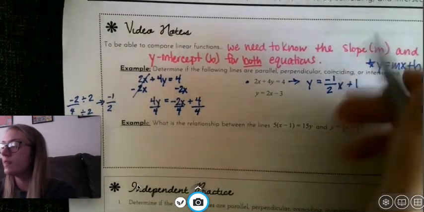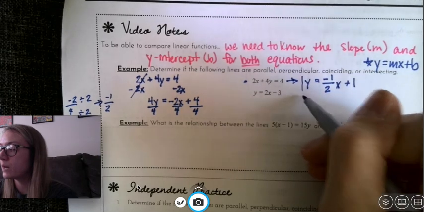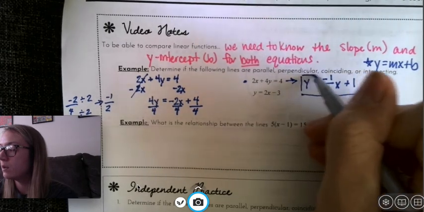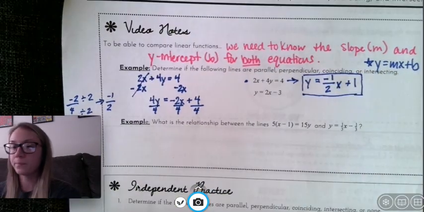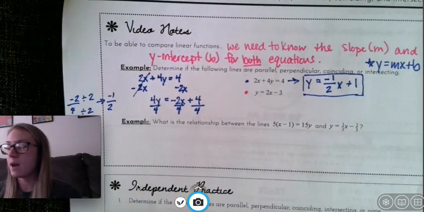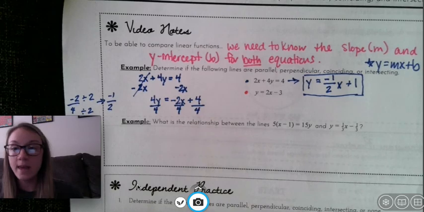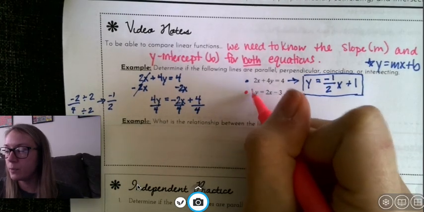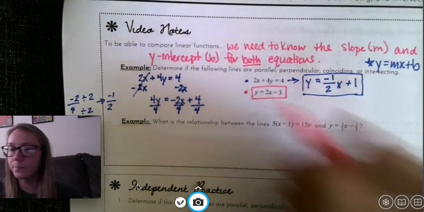So now this is in slope-intercept form. This is what I want to compare with my second equation. So for my second equation, I'm going to use pink, and I look at y equals 2x minus 3. That one is in slope-intercept form, so I don't have to change anything at all.